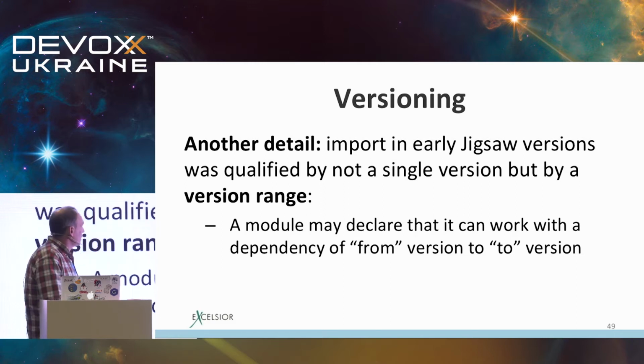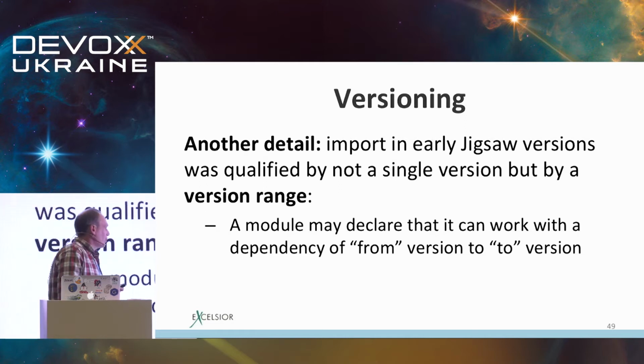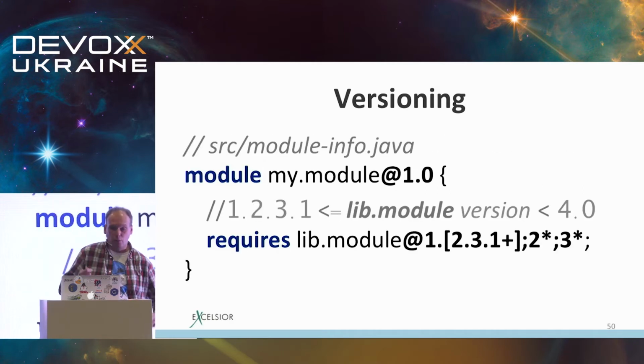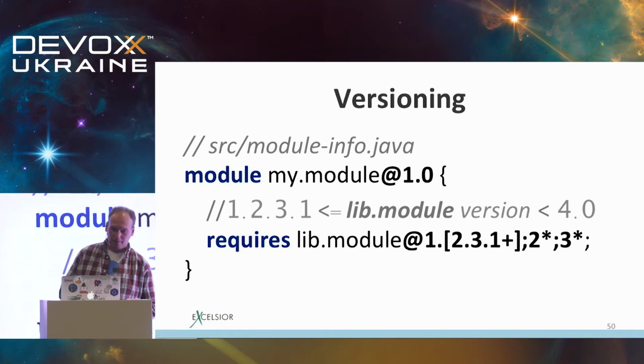Import in early Jigsaw versions was qualified not by a single version, but by a version range. So a module may declare that it can work with dependencies from version one to version two. By the way, I have found how versions could have been described in early Jigsaw drafts. Here, for instance, module my.module of version 1.0 requires lib.module of versions from 1.1231 to 4.0. A little bit weird syntax, isn't it?